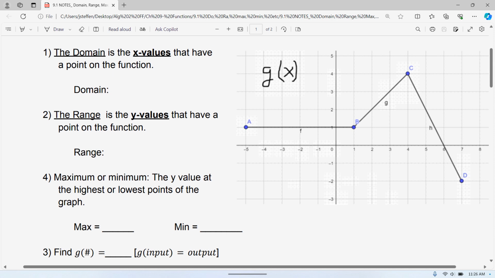So first off, the domain and range. The domain is talking about what x values are covered by your graph. So what x values have a point that's on your function. So for instance, this x value has a point right here. This x value has a point over here. This x value over here doesn't have any points on my graph. So we want to know what x values are on our function. The range is the y values. So what y values are on the function.